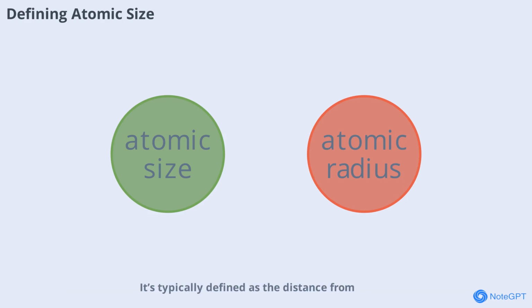Atomic size, also called atomic radius, is a measure of how large an atom is. It's typically defined as the distance from the nucleus to the outermost electron shell. Atomic size isn't fixed, it can change depending on the atom's environment and its position in the periodic table. By comparing atomic sizes, we can see clear patterns that help explain chemical reactivity and bonding.